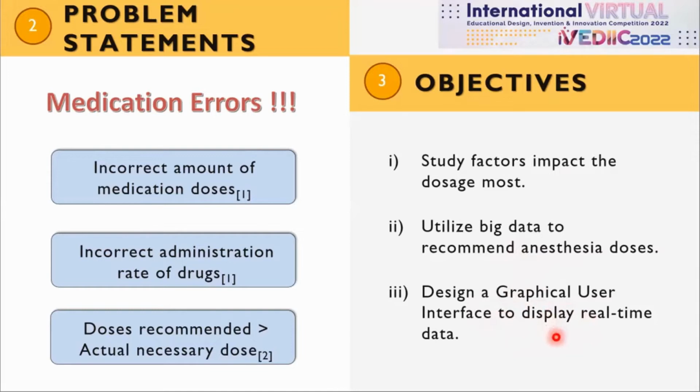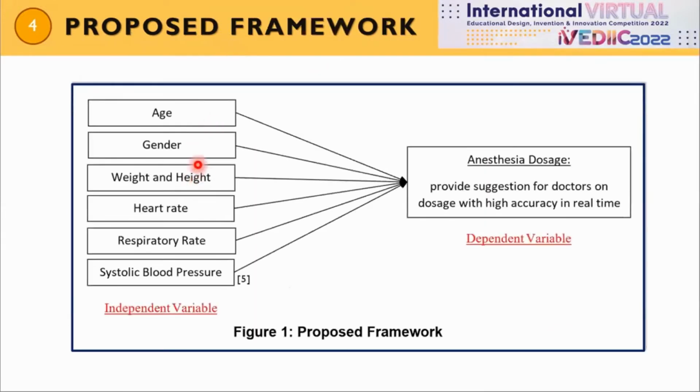The proposed framework takes in several input variables, which are age, gender, weight and height, and also heart rate, etc. After the doctor enters the variables, the system will process the data and compare it with the data set from the big data, and this provides suggestions for doctors on dosage with high accuracy in real time.